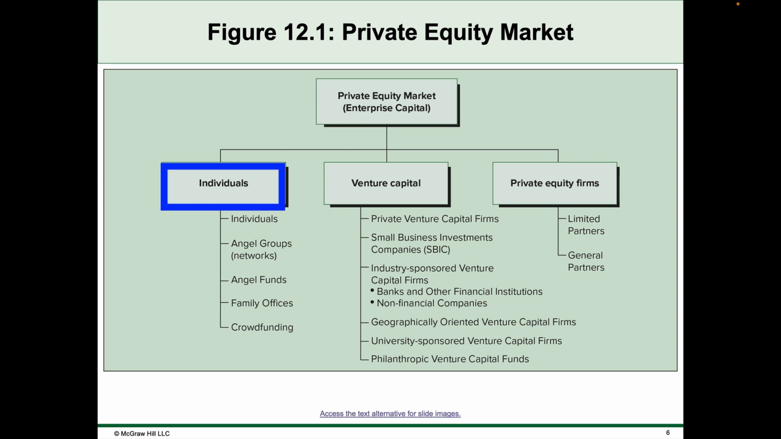Individual investors are called angel investors, and to be accredited investors in the United States, they must have either $200,000 yearly income or net worth, excluding primary residence, of $1 million or more, and an average investment of $220,000.